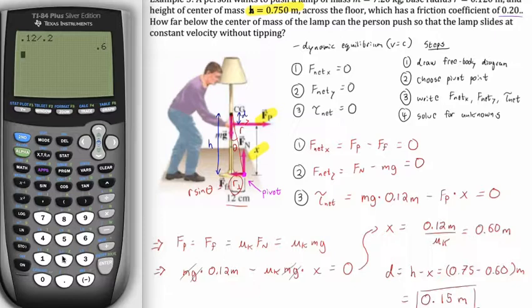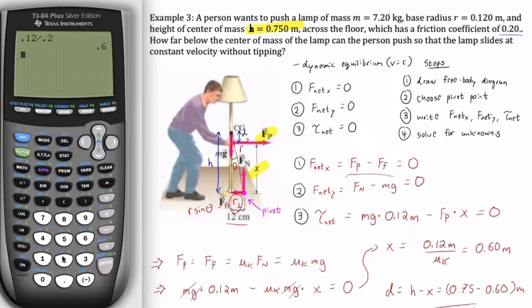Okay, so the idea is if the person was to push any lower, the lamp would tip over because there'd be too much torque. And the person's always going to push with a force that's equal to the friction force, because otherwise the lamp would accelerate. And so that's fixed. We know the pushing force. We could have solved for it, but we weren't asked for it. But importantly, if we don't want the lamp to tip, in addition to not wanting it to accelerate, then we need to push exactly 0.15 meters below. Okay? All right. So that is an example of dynamic equilibrium.